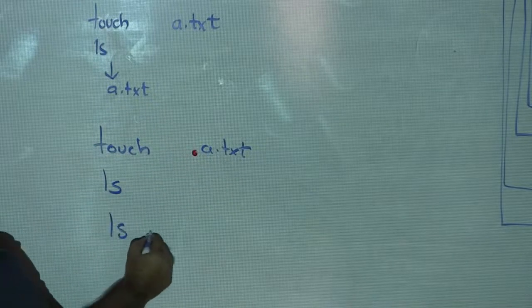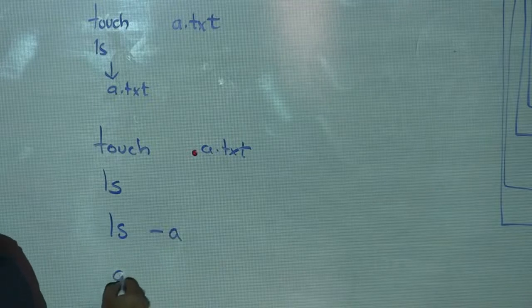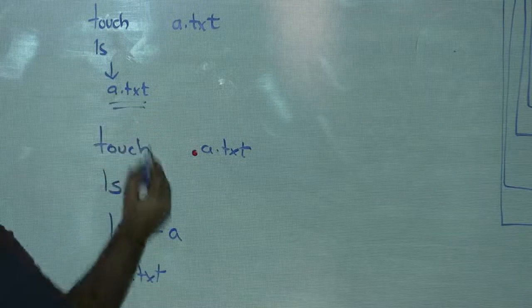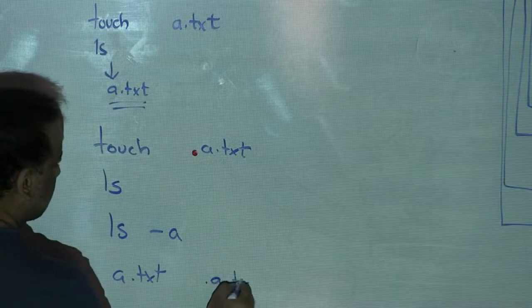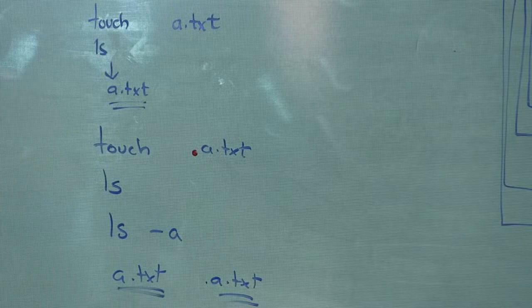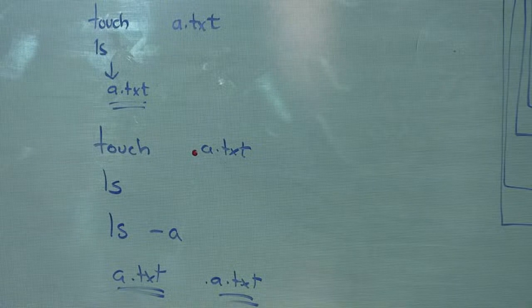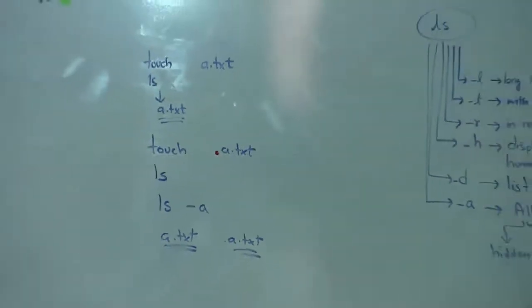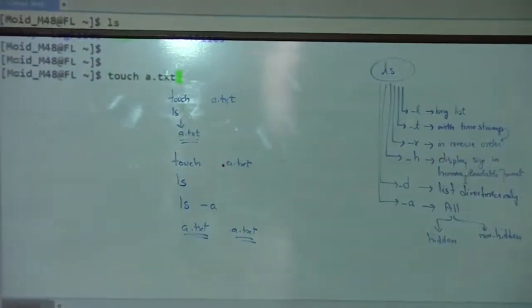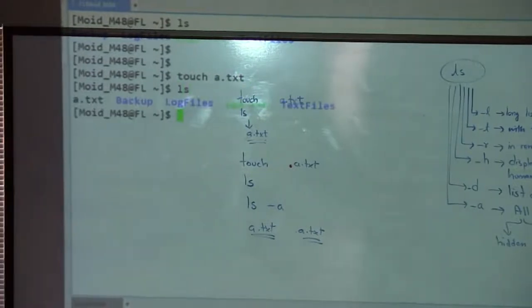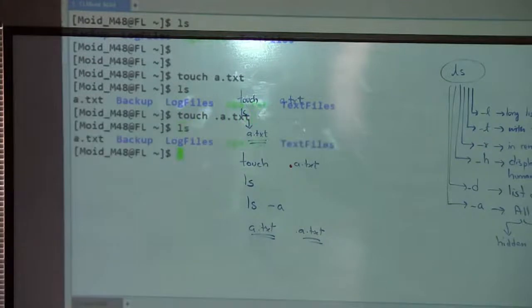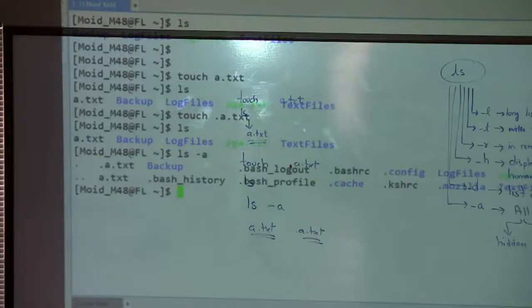Now if I type in ls, it will not show me .a.txt. But if I type in ls -a, it will show me both a.txt, which I created earlier, and .a.txt, because this is hidden. So now I have a hidden and non-hidden file. The -a means all. Let me give you an example. If I type touch a.txt and then ls, I see a.txt. If I say touch .a.txt and type ls, that is not shown. But if I say ls -a, it is showing me all the hidden files as well.